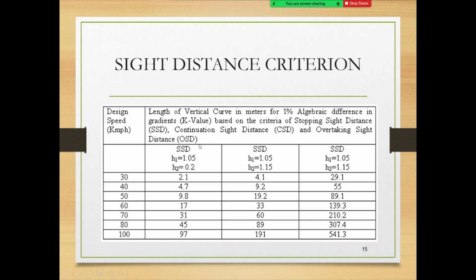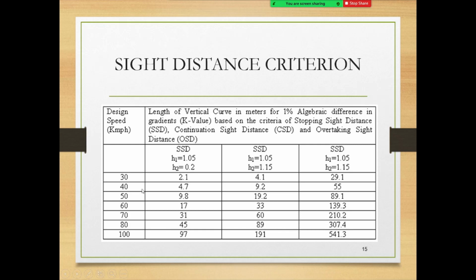So here, please, there is a small change. Please correct in your notes. This should be stopping sight distance. This should be continuation sight distance, CSD, and this should be overtaking sight distance, OSD. Please correct it. So here, if your design speed is 70, you have to have a K value of 31 for a crest curve if you have to provide stopping sight distance. If you have to provide continuation sight distance, it should be 60 K value. K value should be 210.2 if you have to provide overtaking sight distance.